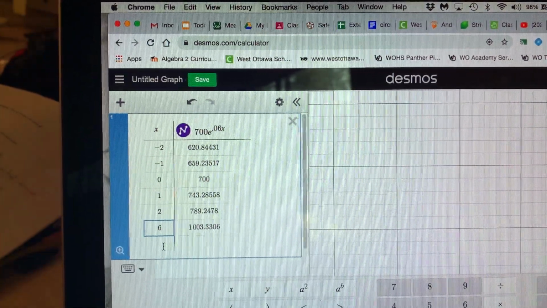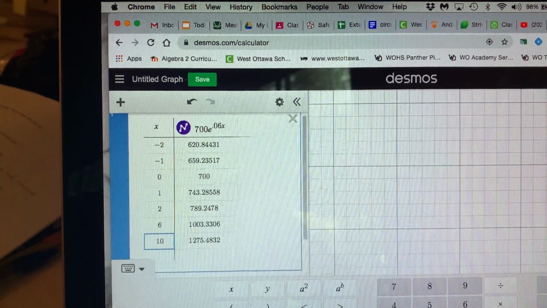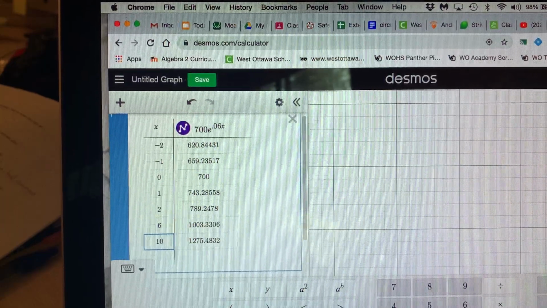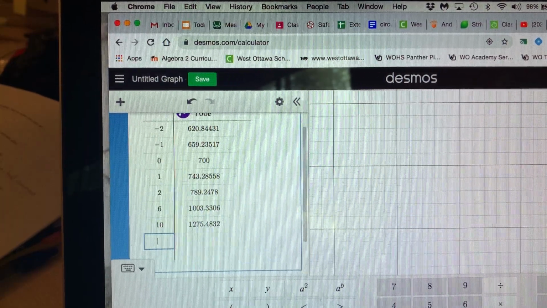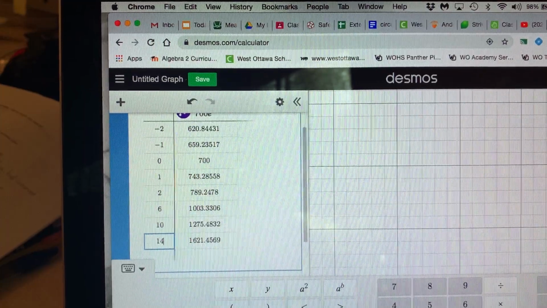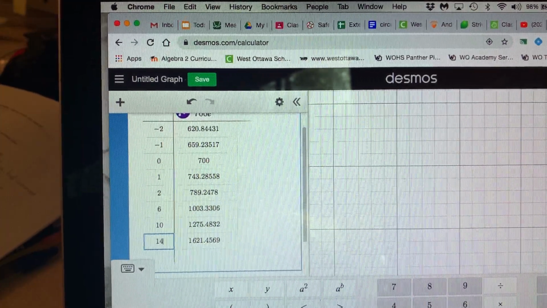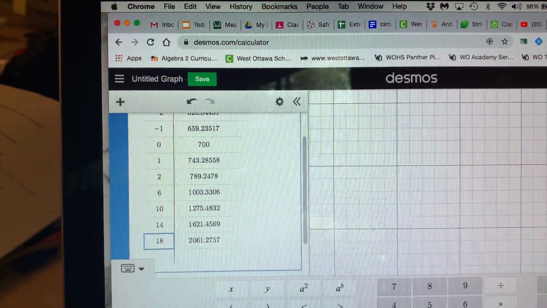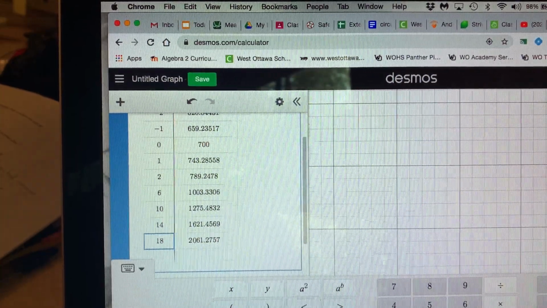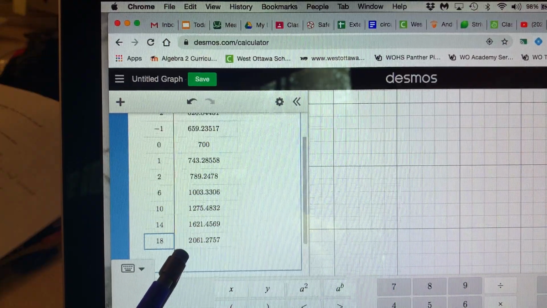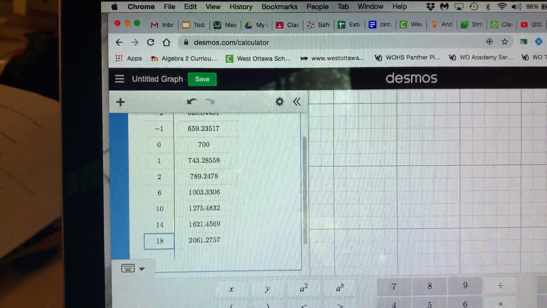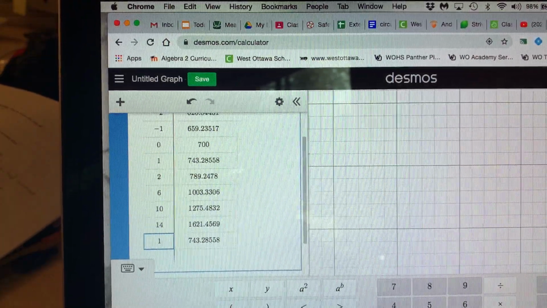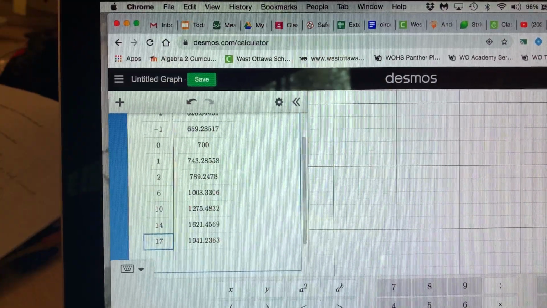So I'm going to try 10. And I'm just trying numbers here. That's 1,200. So I'm going to try 14. 1,600. I'm going to try 18 just for kicks. Okay. So this took me over 2,000. So I'm going to go back 1. I'm going to change that 18 into a 17. Okay, there we go. This is getting close.